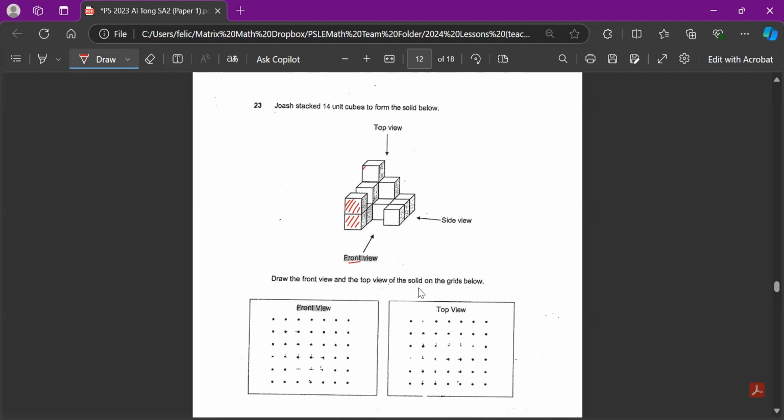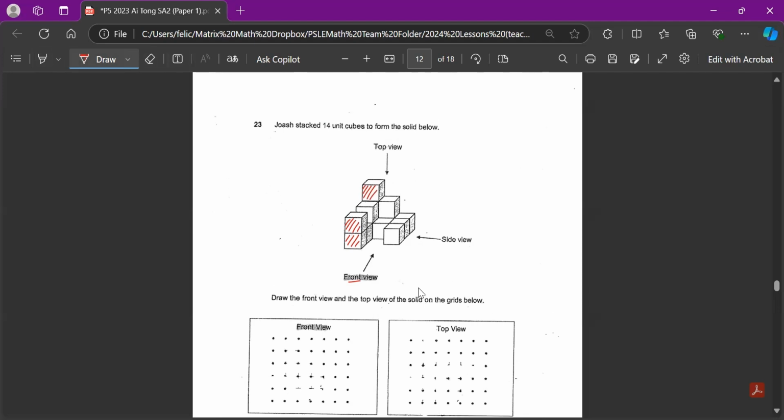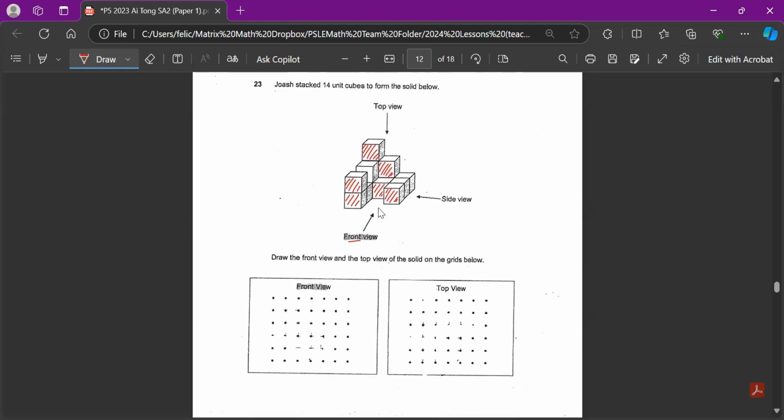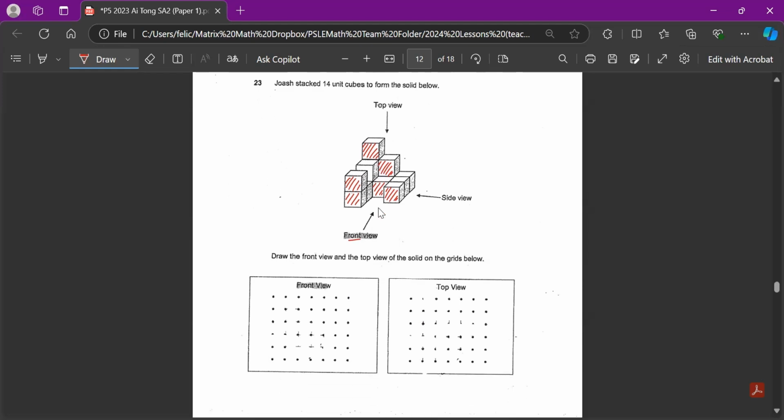Okay, and you should notice this one also. It's peeking out from on top. You have to include that also. This also. Now you should know why I should not include this one here, because this one is hidden behind the front cube here. They are on the same level. And lastly, this one. So there you go. You can draw out the front view.